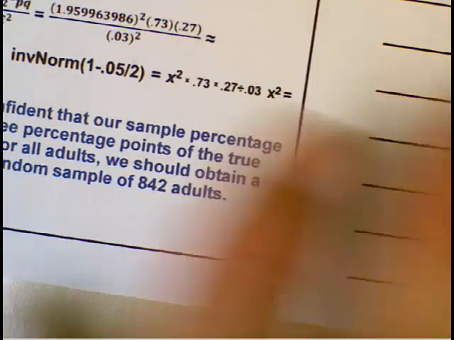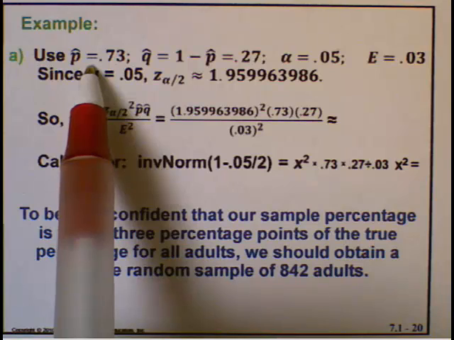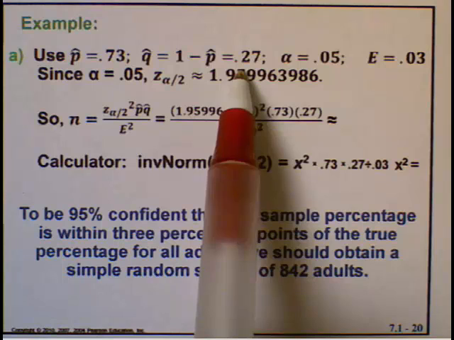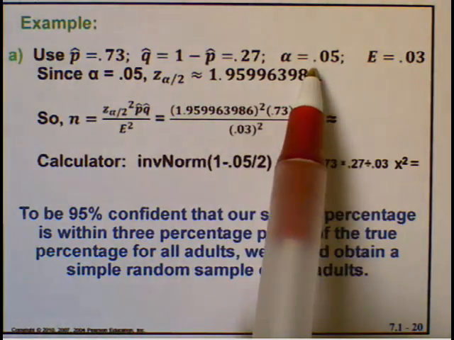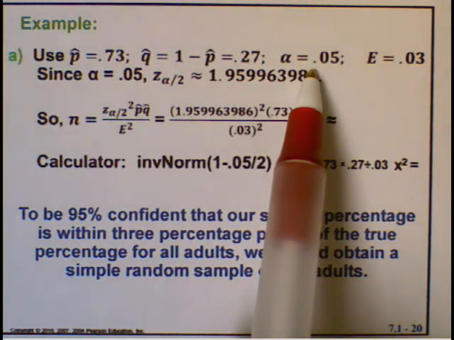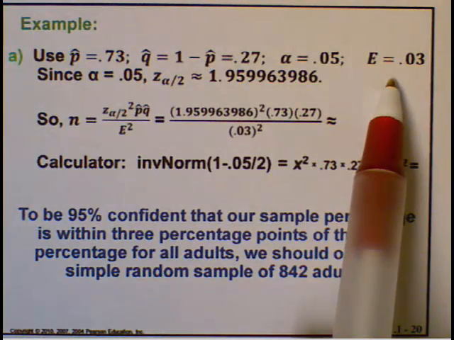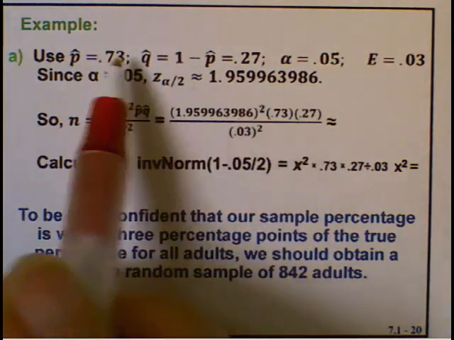All right, in the A part, I know the sample proportion is 0.73. I know the complement of that is 1 minus 0.73 or 0.27. I was asked to use a 95% confidence level. That means that alpha is 0.05. And the problem said the sample percentage is in error by no more than 3 percentage points. That's giving me E. And these are the values that I need to substitute into the formula.